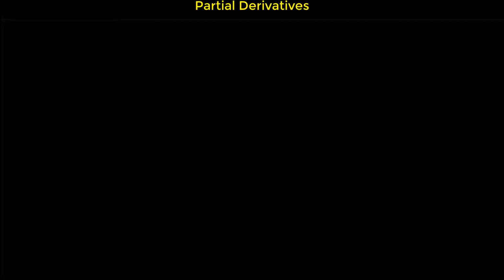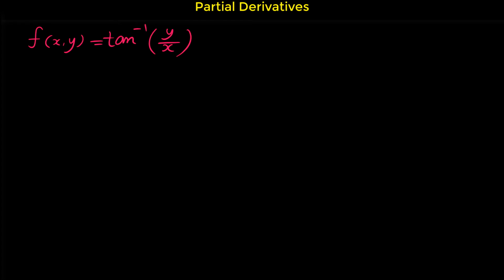In this video, I'm going to show you some examples of finding partial derivatives. F of x and y is tangent inverse of y over x. And for this function, we want to find the 4 second partial derivatives. So we want to find f sub xx, f sub xy, f sub yx, and finally we want to find f sub yy. These are the 4 second partial derivatives of this function.